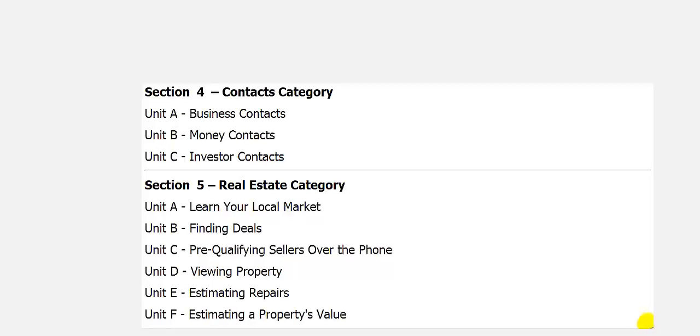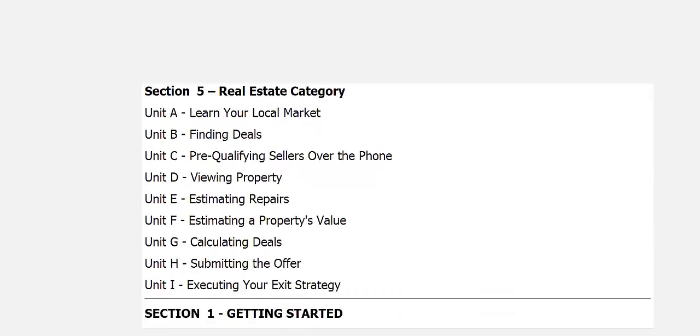And the last section is where we implement a lot of our strategies and we actually get things done. We want to learn our local market, we want to find deals, we want to pre-qualify sellers over the phone, we want to view the property, we want to estimate repairs, we want to estimate a property's value using websites and so forth, and then calculating the deals, and then submitting offers, and then executing your exit strategy. So that's what the training involves, and we're going to go through some detail of that training right now.